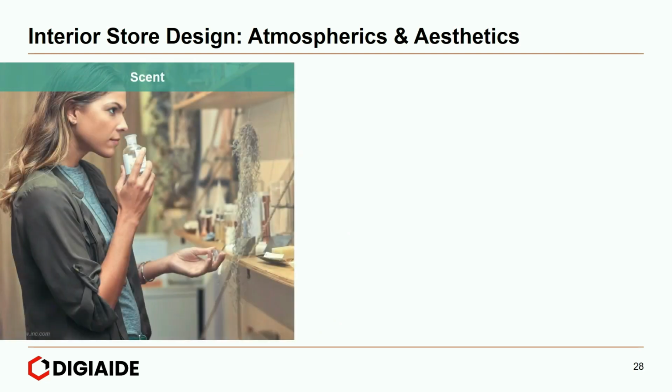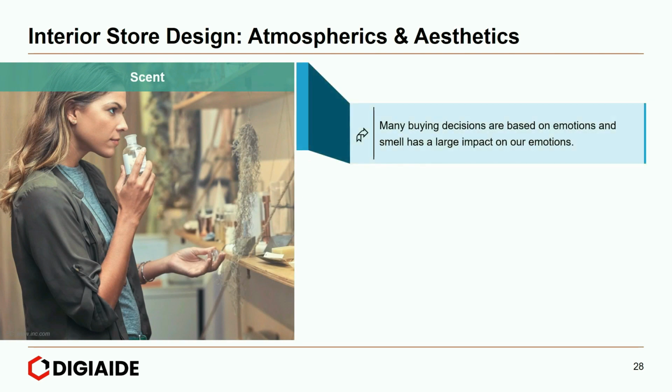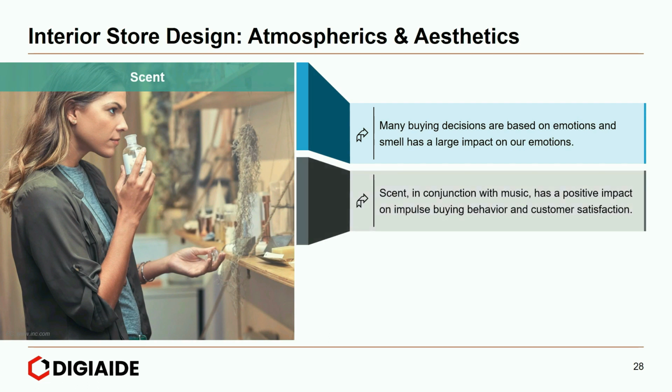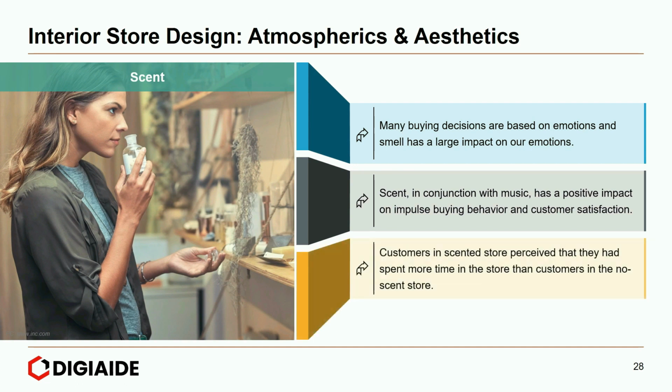And finally, the element of scent. Many buying decisions are based on emotions, and smell has a large impact on our emotions. Scent in conjunction with music has a positive impact on impulse buying behavior and customer satisfaction. Customers in a scented store perceive that they spend more time in the store than customers in a non-scented store.